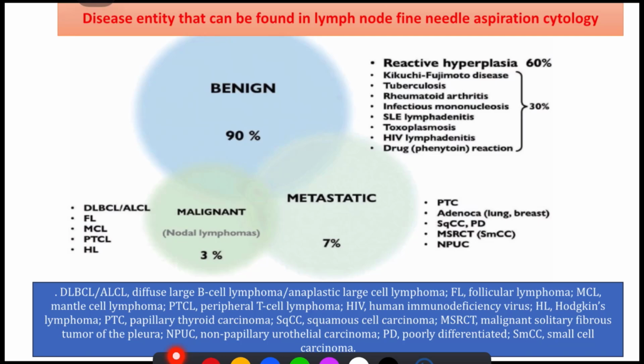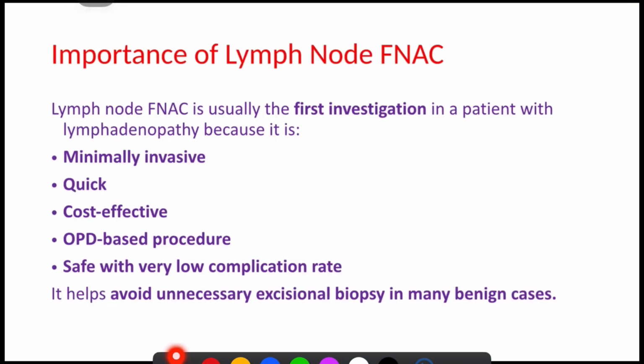Malignant lesions are mainly nodal lymphomas, which make up 3%, and they are DLBCL, follicular lymphoma, mantle cell lymphoma, PTCL, and Hodgkin's lymphoma. Metastatic lesions comprise 7% of the total, and different types of malignant lesions can metastasize to lymph node. Now, what is the importance of lymph node FNAC?